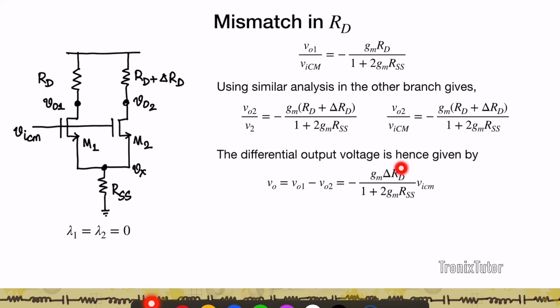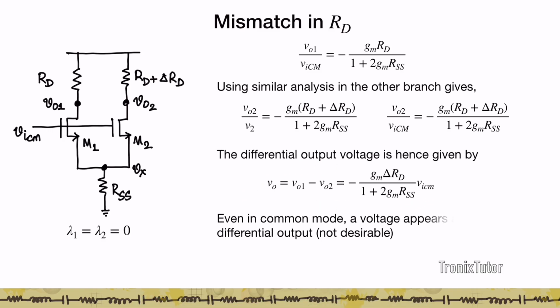And what you see here is that this differential voltage is dependent on the deltas between the load resistors. So the higher the load resistance differences, the higher the output voltage you're going to see. Again, remember, this is a non-ideal condition because there is no differential input signal. Even though there is no differential input signal, I am seeing a differential output. So this is kind of an unwanted signal, if you will, in a differential amplifier.